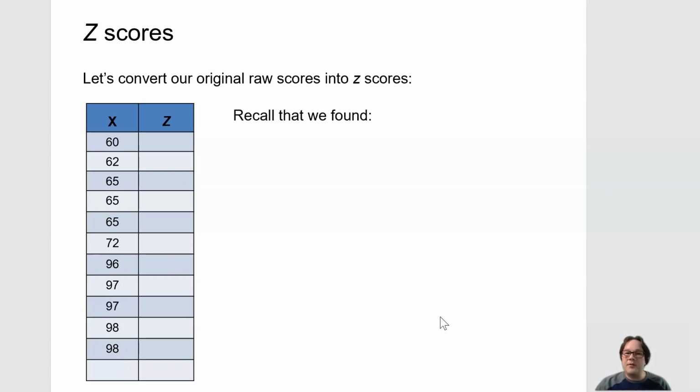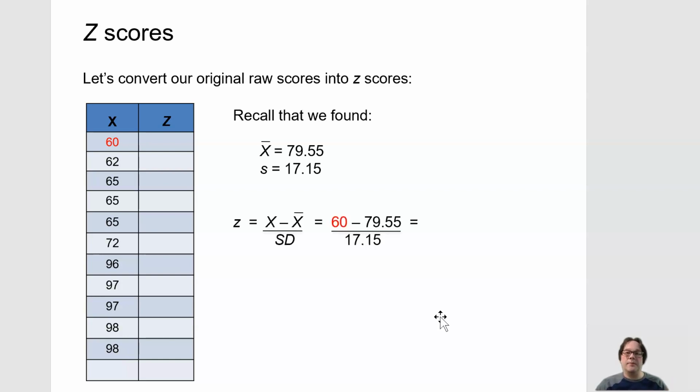Well, remember what we found. The mean for this distribution was 79.55, and our standard deviation was 17.15. Okay, so now that we have that information, all we have to do is remember the formula for taking a raw score and converting it into a z-score. And that formula is x, which is your raw score, minus the mean, divided by the standard deviation.